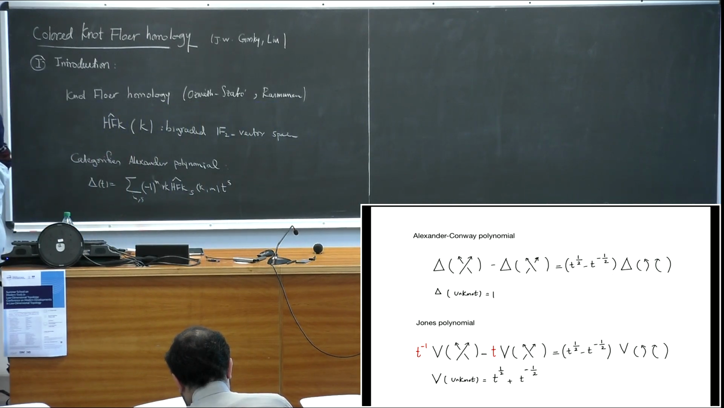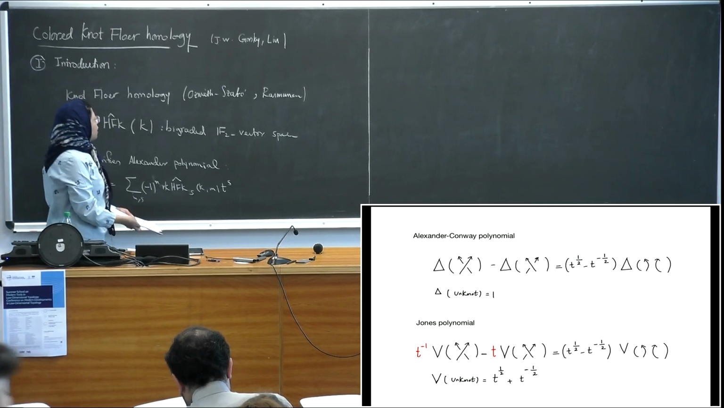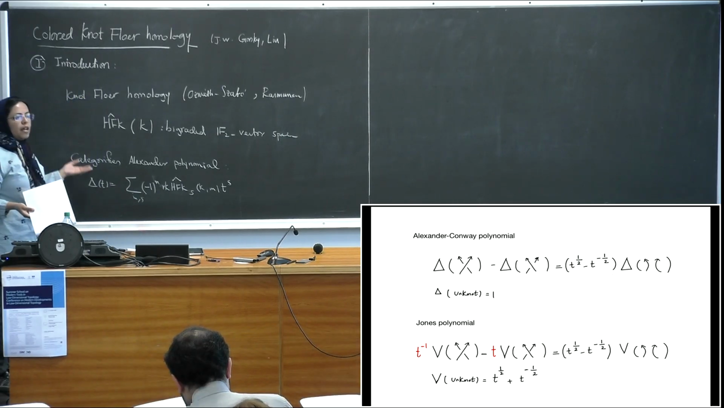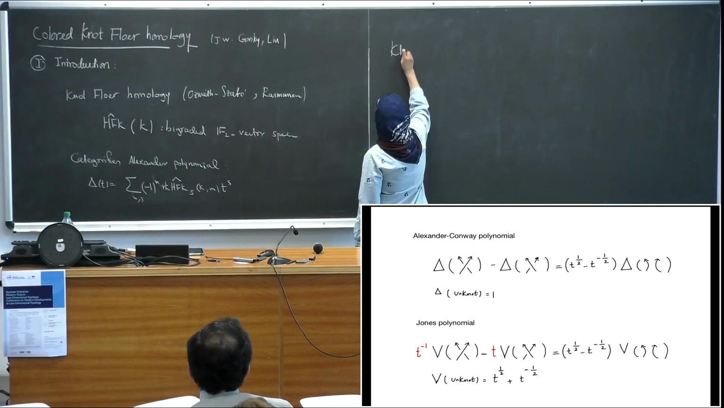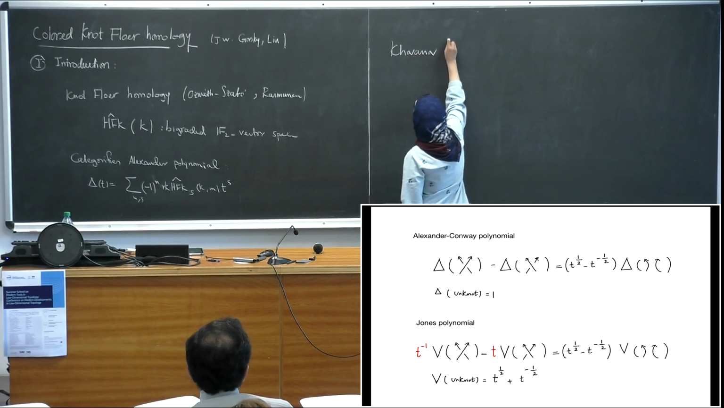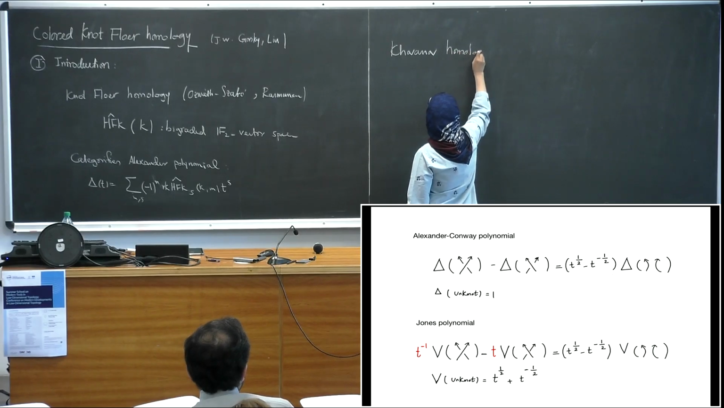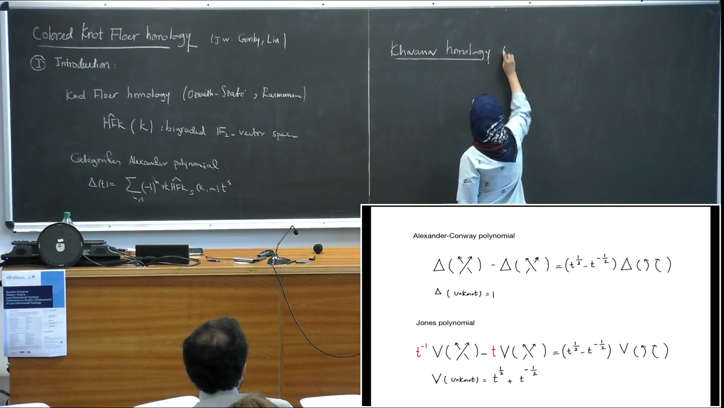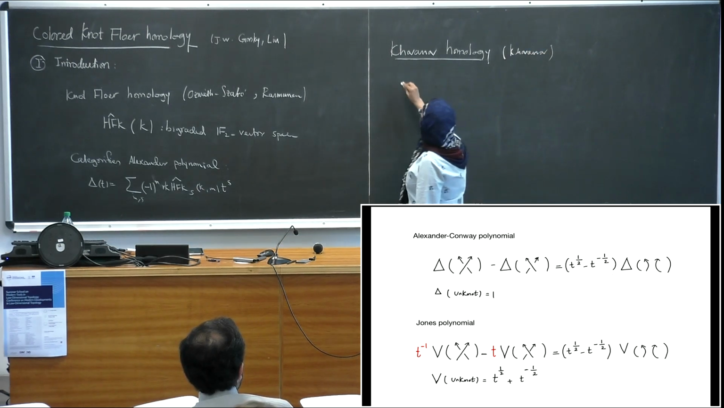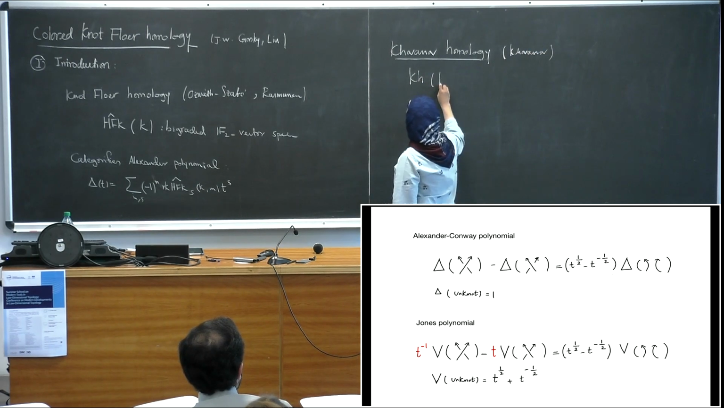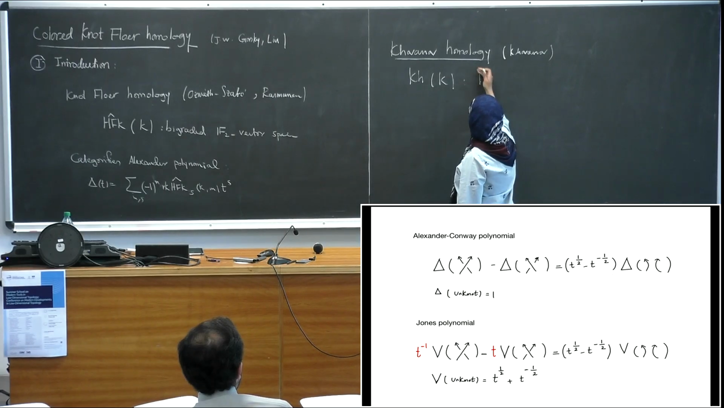If you change the coefficients in our skein relation, we'll get the Jones polynomial, right? And the Jones polynomial also has been categorified around the same time as the Alexander polynomial. The categorification, we have heard a lot about it. It's called Khovanov homology, which was defined by Khovanov. It's also a bigraded F2 vector space.